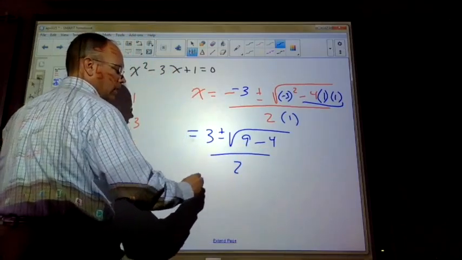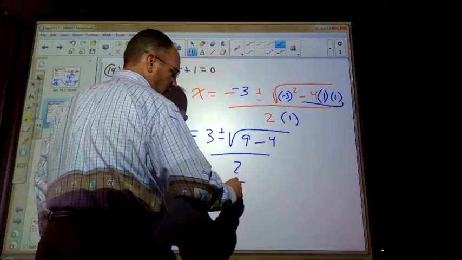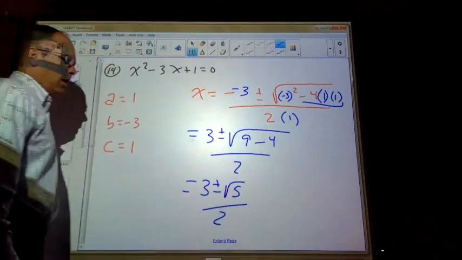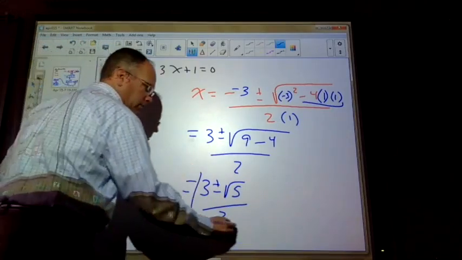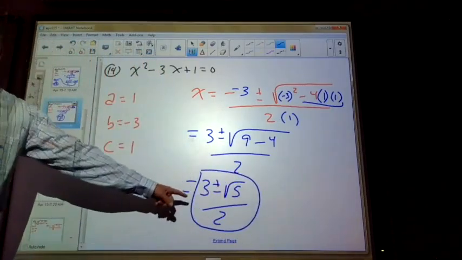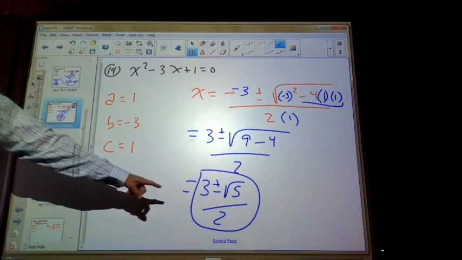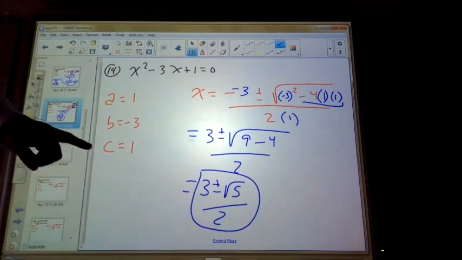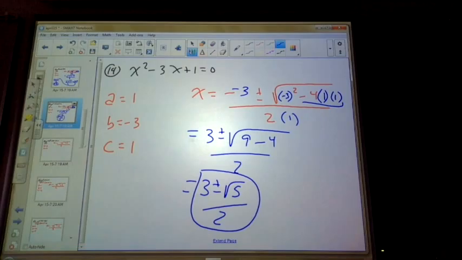So I get 3 plus or minus square root 5 over 2. Square root 5 will not break down. So this whole thing is my answer. How many answers is this? 2. 3 plus root 5 over 2, and then 3 minus root 5 over 2. Those are your 2 answers.